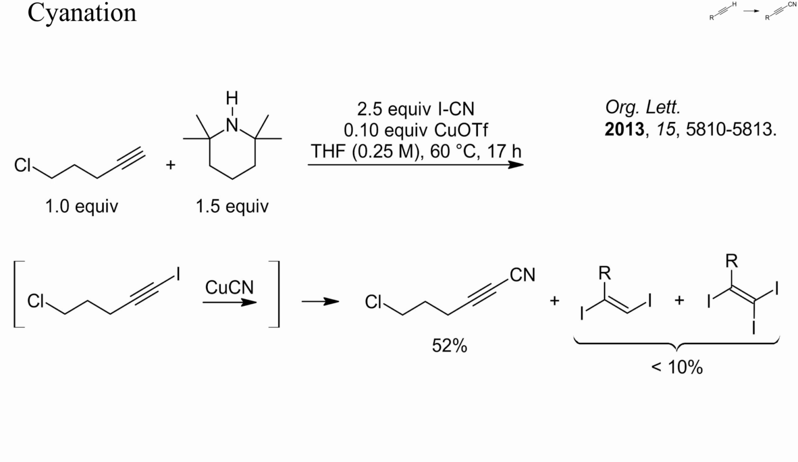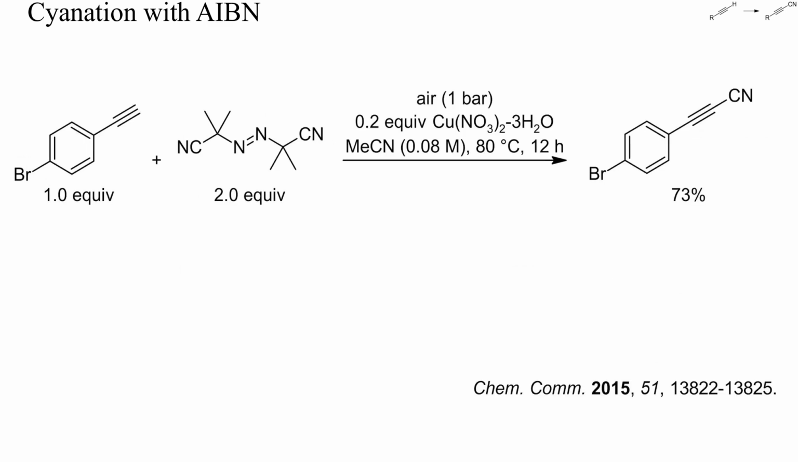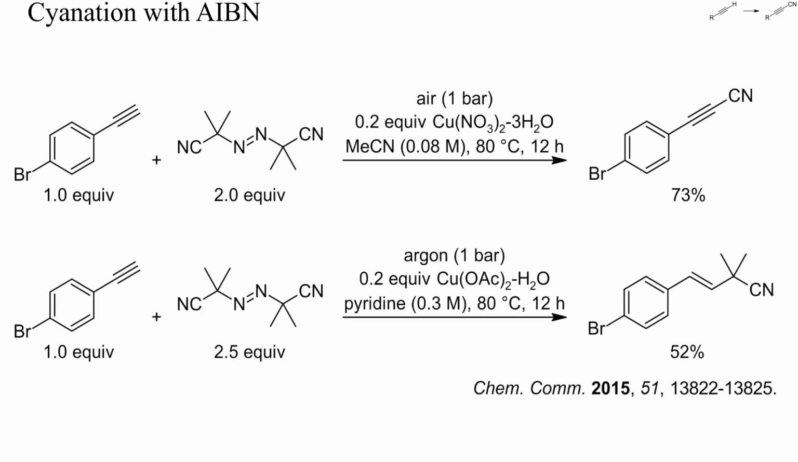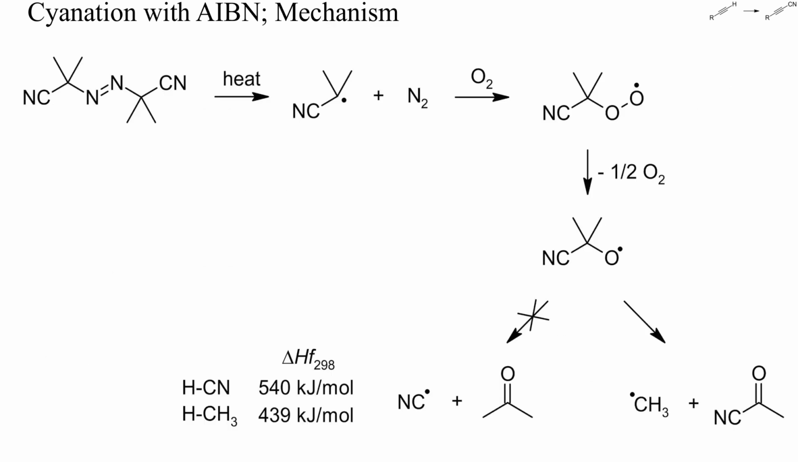Another suitable source of cyanide for copper-catalyzed cyanations is AIBN. Here, a substituted phenylacetylene was cyanated in acceptable yield with 2 equivalents of AIBN and 20% of copper nitrate in refluxing acetonitrile. Interestingly, the cyanation required oxygen. When conducted under an inert gas, mainly the product resulting from reductive addition of a cyanopropyl radical to the triple bond was obtained. So, how does this work?